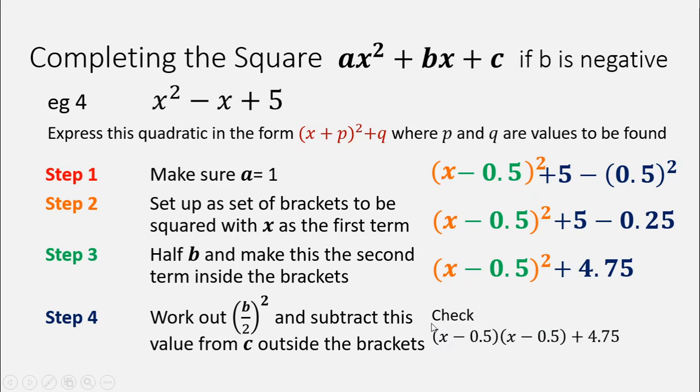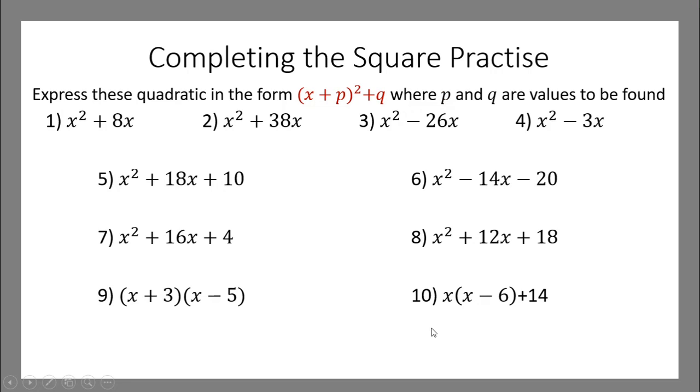Specifically for ones like this, I really want to check this. So I'll check by expanding my brackets out. That gives me x squared minus a half x minus another half x. Together that's going to make minus 1x plus 0.25 plus the 4.75, and that's going to work out to be exactly what we started with: x squared minus x plus the 5. Perfect.